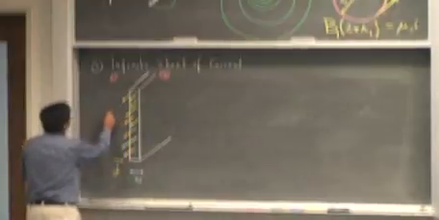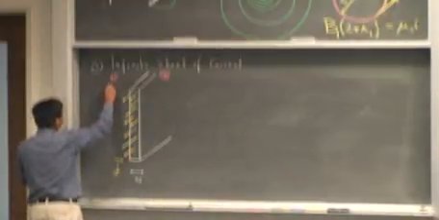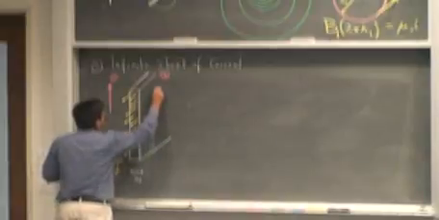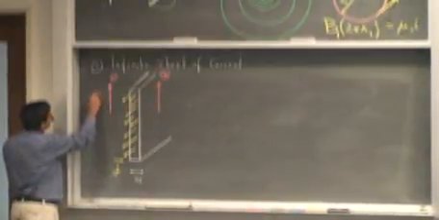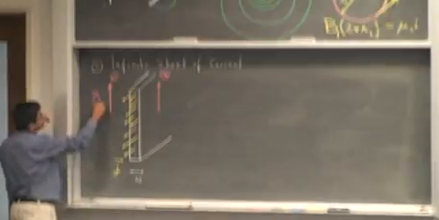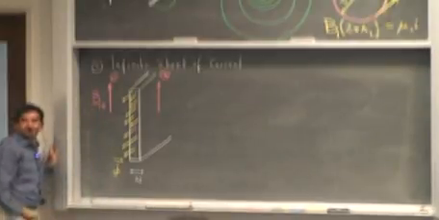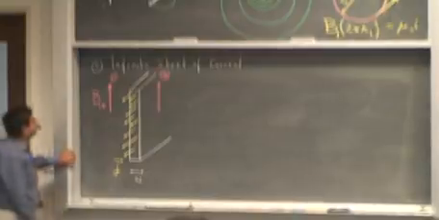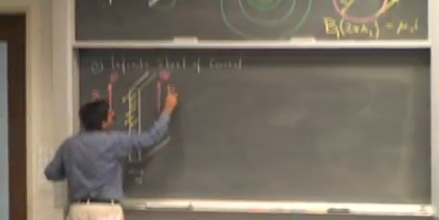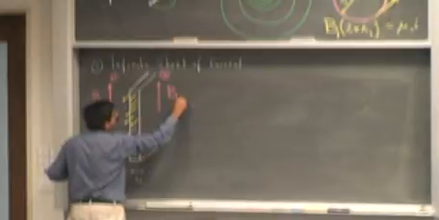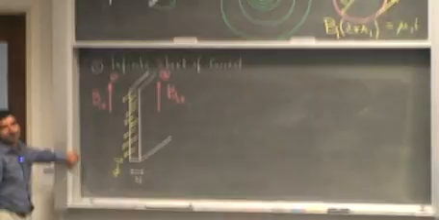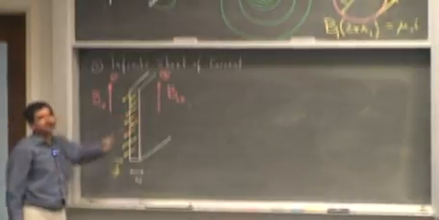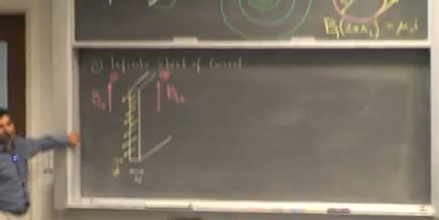Suppose the Z component of the magnetic field here is called B1Z. Okay, its magnitude is B1Z. Suppose the Z component of the magnetic field on the other side is B2Z. Suppose these are the directions that I've drawn.